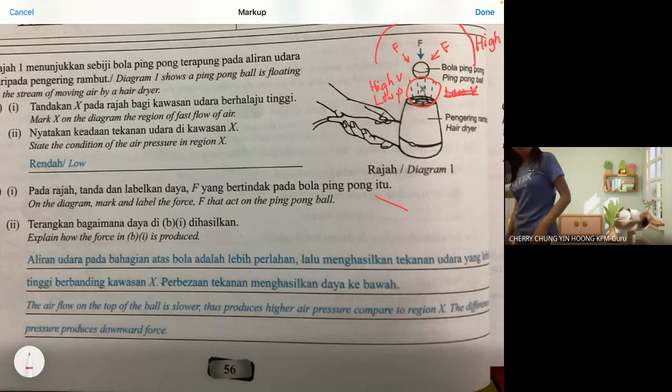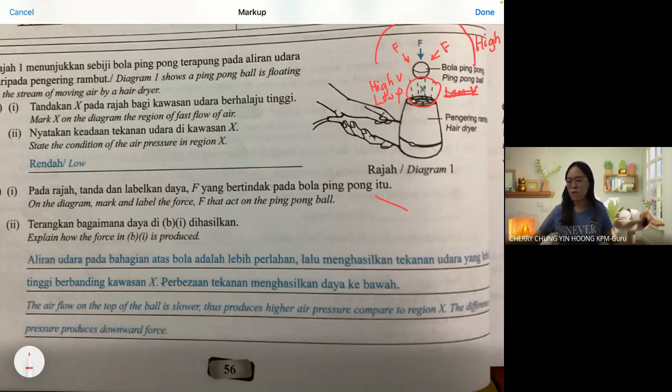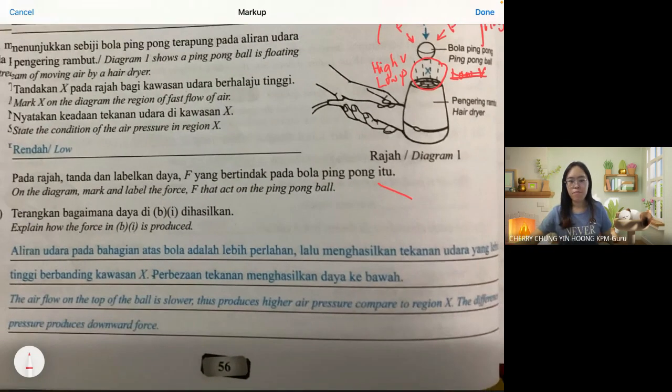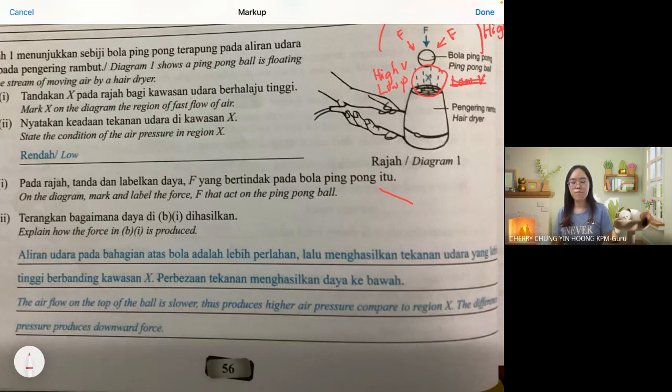Okay. 好了吗？这边可以看得到吗？Okay. Done. Done, ah? Yeah. Okay, now we look at the last question.